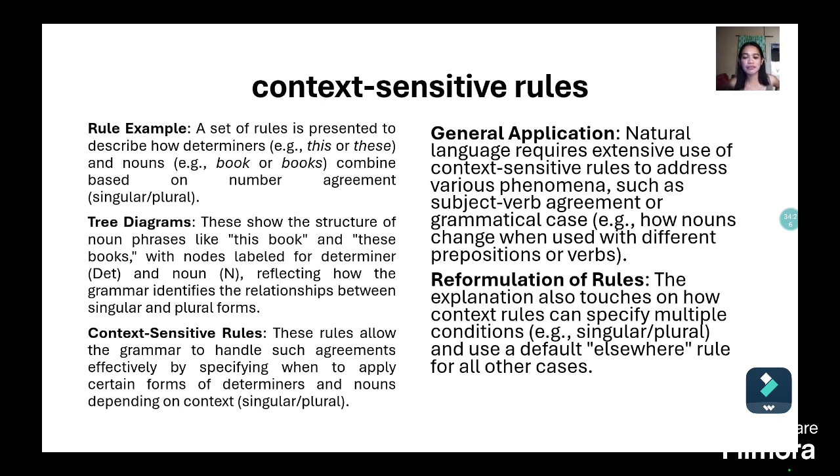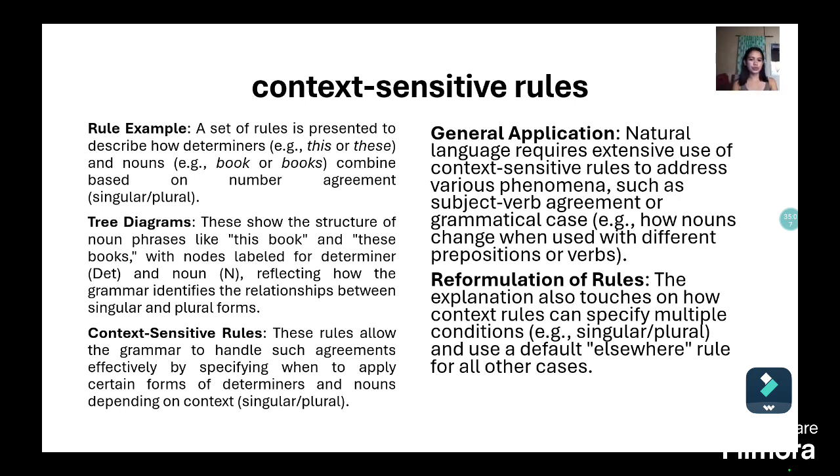So in context-sensitive rules, these rules allow the grammar to handle such agreements effectively by specifying when to apply certain forms of determiner and noun depending on context. In general application, natural language requires extensive use of context-sensitive rules to address various phenomena, such as subject-verb agreement or grammatical case. Example, how nouns change when used with different prepositions or verbs.